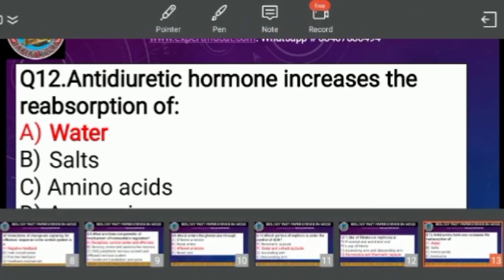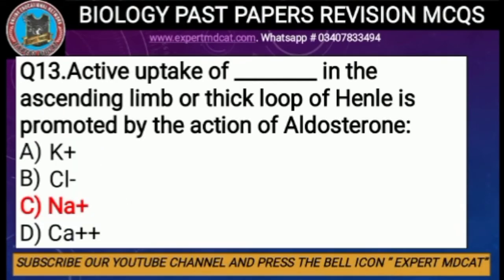Question number 13 is: active uptake of dash in the ascending limb or thick loop of Henle is promoted by the action of aldosterone. Options are potassium ions, option B is chlorine ion, option C is sodium ion, and option D is calcium ion. So the correct option is C, that is sodium ion. Because for active uptake of sodium ions, aldosterone plays a role.